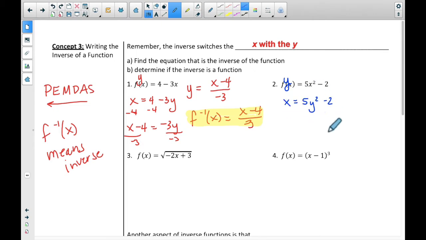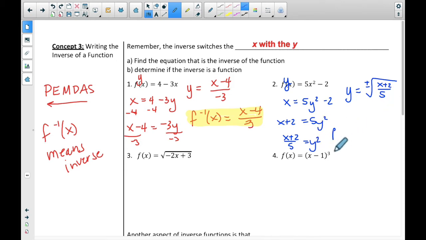All right, so when I switch my x and my y, I have x equals 5y squared minus 2. I need to solve for y. To solve for y, I need to add 2 to both sides. And then I need to divide by 5. And lastly, I need to take the square root. And remember that when I take the square root in the middle of solving an equation, I have to give my plus and minus. So I'm going to finish out my problem now. It's going to be y equals plus and minus the square root of x plus 2 over 5.